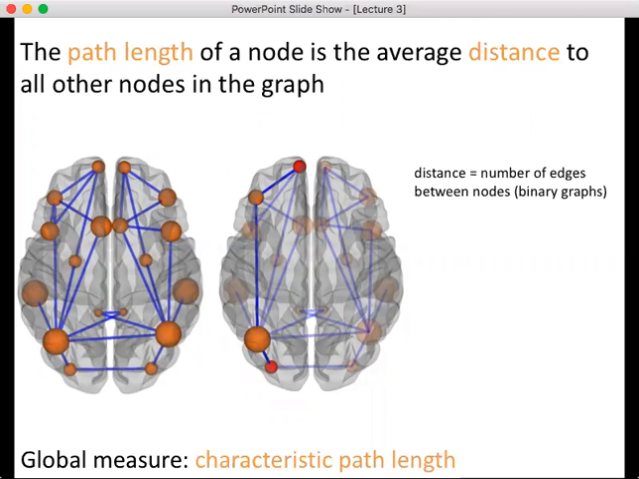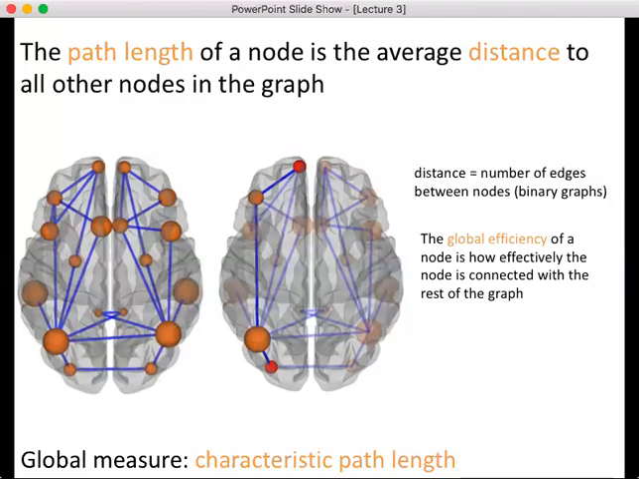So the path length is practically infinite. Now, you see that there is a problem whenever you have infinite path lengths, because obviously, if you have an infinite path length, when you take an average, you get infinity. So you see the problem. A single unconnected node is sufficient to mess up the characteristic path length of all nodes in the graph. So people often introduce the concept of global efficiency, which is to address this problem.